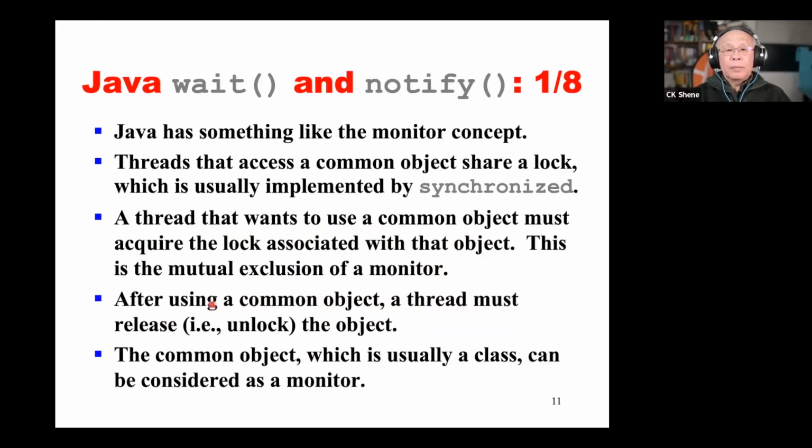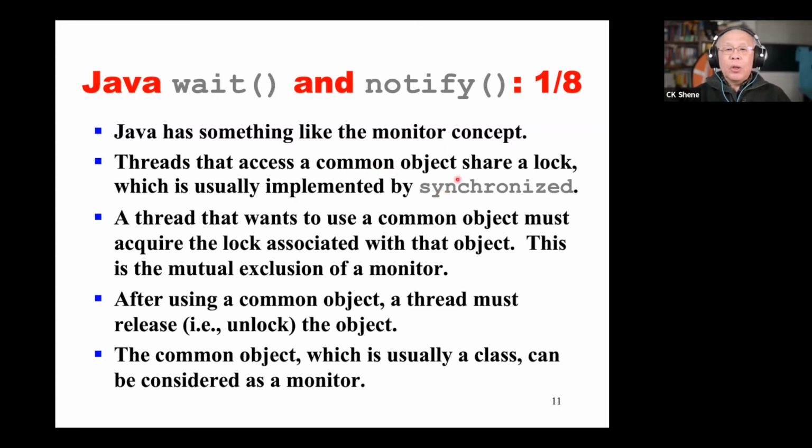Then it's Java's monitor. Java does not have an explicit monitor concept. So if you like a monitor, you have to build it by yourself. So the monitor in Java is an object. This object has a lock shared by all threads that want to use this common object. This is usually implemented by the synchronized keyword.